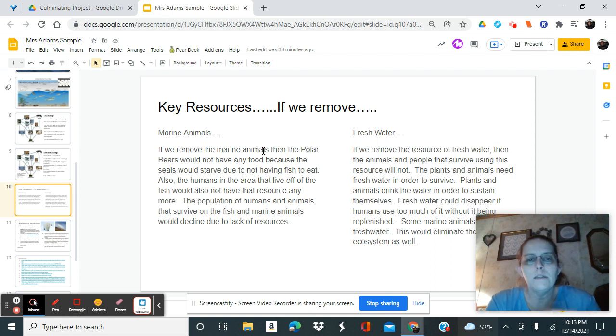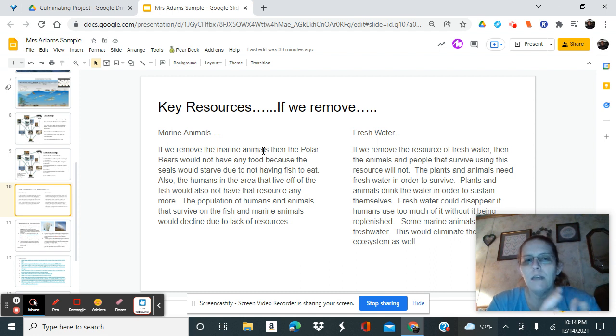The humans in the area that live off of the fish would also not have the resources anymore. So the population of humans and animals that survive on the fish and the marine animals would decline due to the lack of resources. Remember, we're talking about just like the agricultural revolution and the industrial revolution. If you don't have the food, then the population can't be sustained. So that's kind of what I'm getting at. Can you correlate one thing with the other?